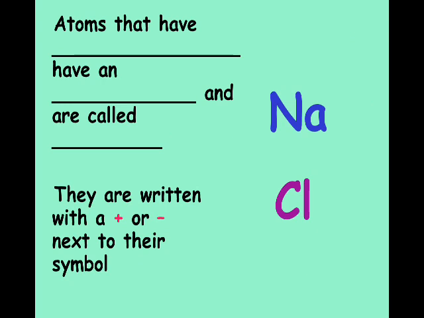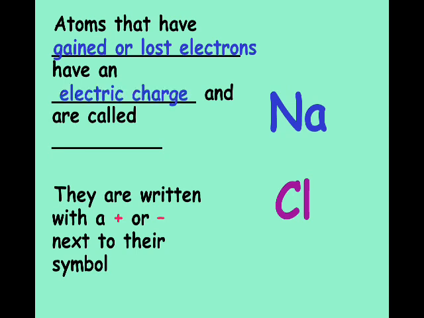You also should have learned in middle school that atoms can gain or lose electrons. Atoms that have gained or lost electrons have an electric charge on them. Because if you lose electrons that have a negative charge, you become more positive. And if you gain electrons that have a negative charge, you become more negative. So an atom that has gained or lost electrons is called an ion. And so how I can tell an ion from an atom is I make a little plus or minus symbol next to their chemical name symbol.